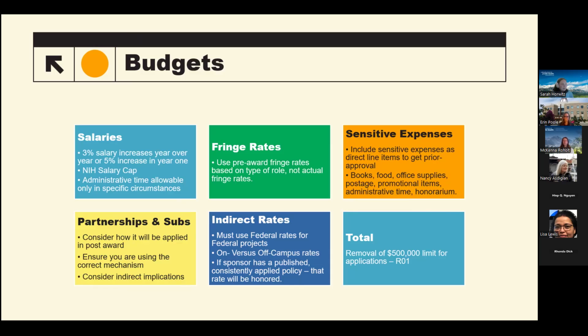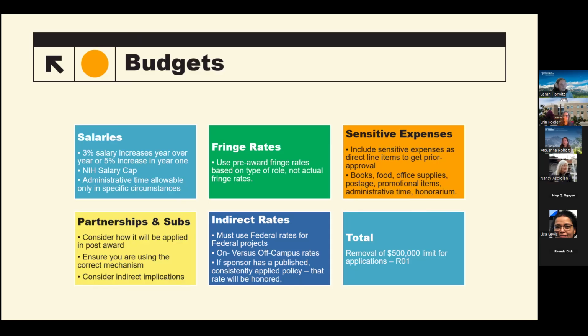And then if the sponsor is not federal and has a published, consistently applied policy, the university will follow that policy. But we want to make sure we catch that in the pre-award phase, because sometimes we create budgets that have indirect rates that we can't agree to on the post-award, and then we run into some major issues meeting that budget.